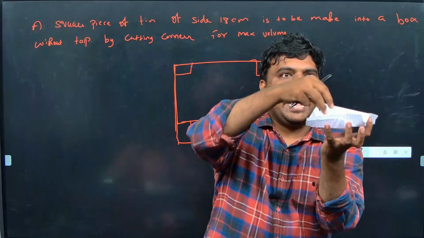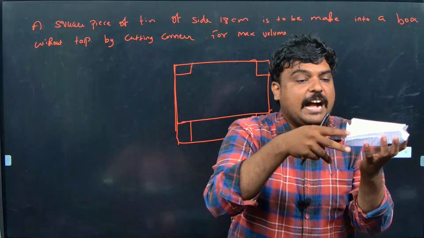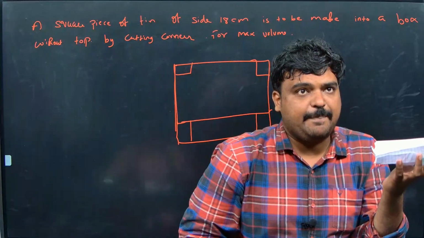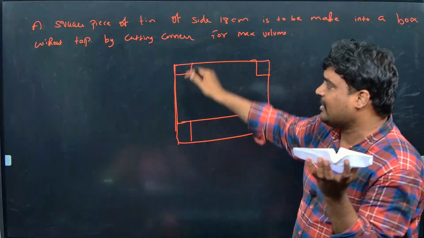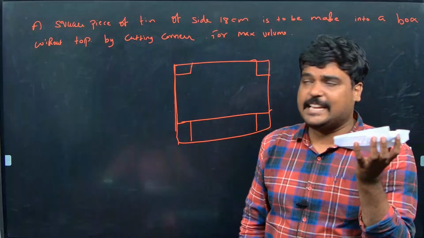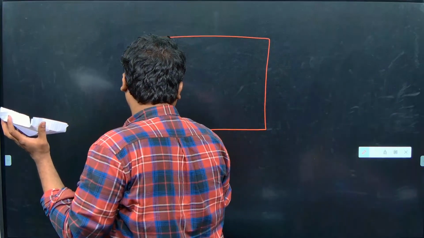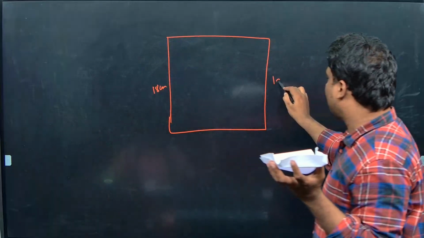இப்போ இந்த டப்பா மேக்ஸிமம் வால்யூம் இருக்கிற மாதிரி கட் பண்ணுங்கிறான். நான் கார்னரில் கட் பண்ண பீசஸ் எல்லாமே ஈக்குவல் பீஸ். என்னோட டேட்டா என்ன? எனக்கு இருந்த ஷீட்டோட சைஸ் என்ன? 18 சென்டிமீட்டர். 18 சென்டிமீட்டர் லாங்கில் என்கிட்ட ஒரு ஸ்கொயர் இருக்கு.